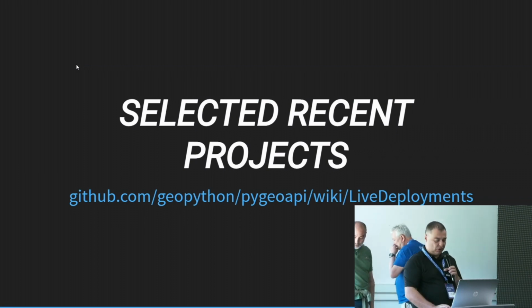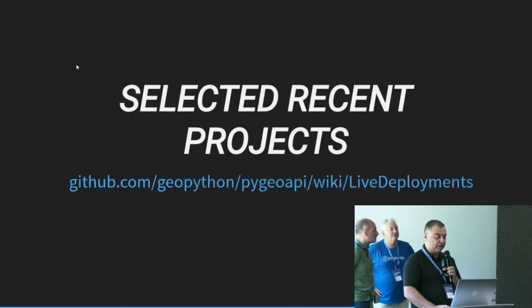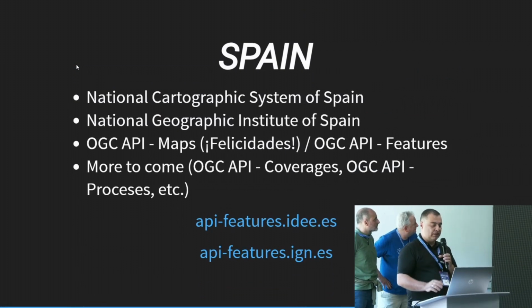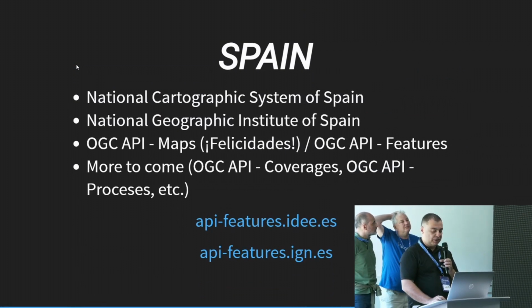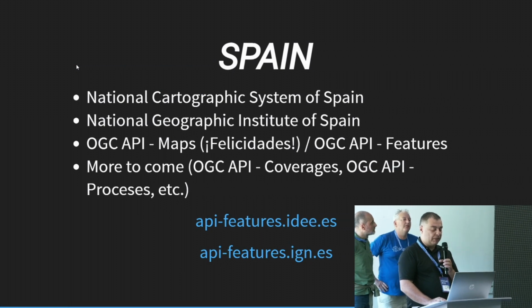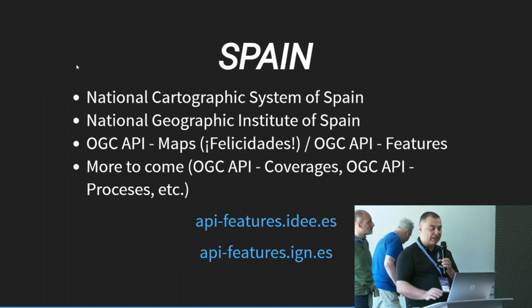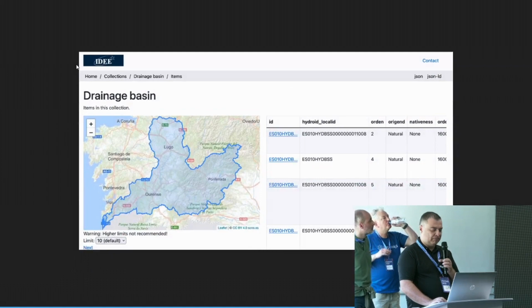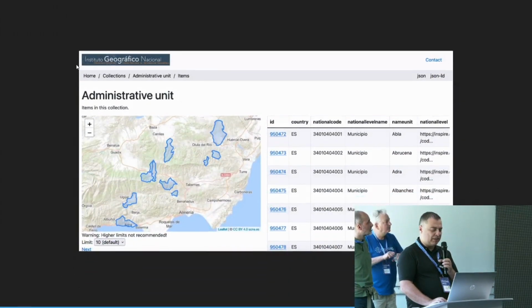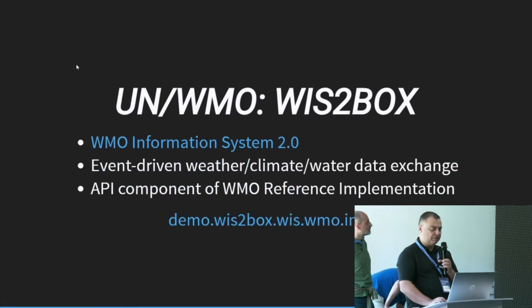Thanks, Jus. So quickly, we'll go also over some selected recent projects. So Spain, the National Cartographic System of Spain and National Geographic Institute has recently deployed pygeoapi in production for both maps and features, and they're working on coverages and processes as well. They're actually the first deployment that I've seen of OGC API maps from pygeoapi at least, so big kudos to them. And there are some examples of their applications, so great to see this.